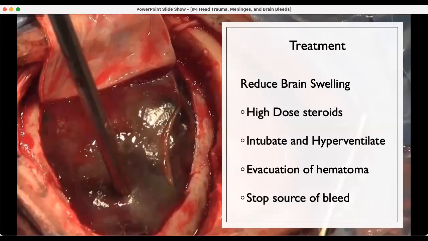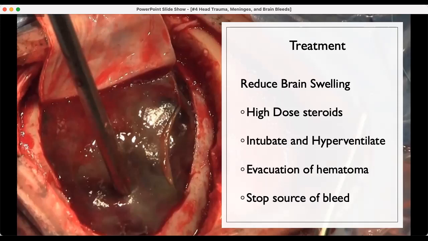The treatment of either an epidural or a subdural hematoma is to reduce the brain swelling. You can do that immediately with giving high-dose steroids. If they're unconscious, or even if they're not but very confused, you can have them go under general anesthetic and intubate them and hyperventilate them. Driving the CO2 down in their blood will also shrink the brain tissue. And then, of course, in the operating room, the evacuation of the hematoma. And if they happen to have an aneurysm, then you need to stop that source of bleeding.